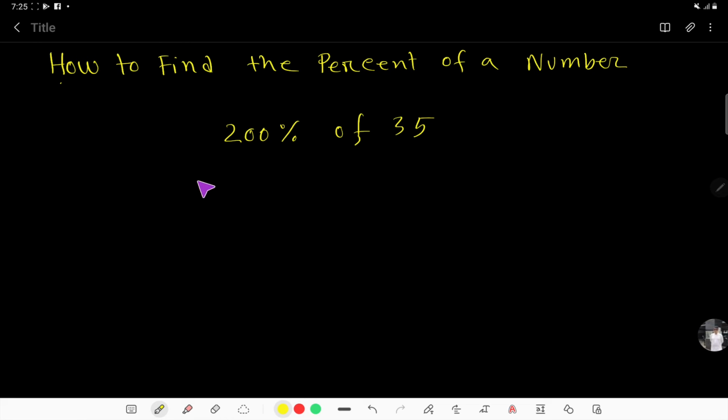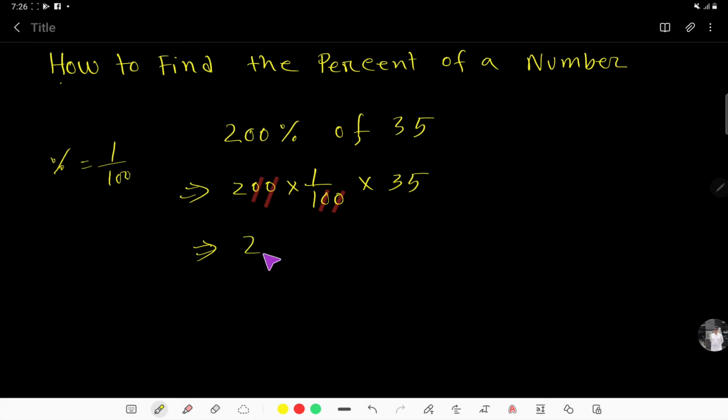So here is an easy thing, right? You know that percent means 1 over 100. That is, percent is a fraction whose denominator is 100. So let us translate this. 200 times percent means 1 over 100. Of means multiplication sign, then we have 35. Now you can cancel these zeros. So you are getting here 2 times 35. So that is 70. So 200% of 35 is 70.